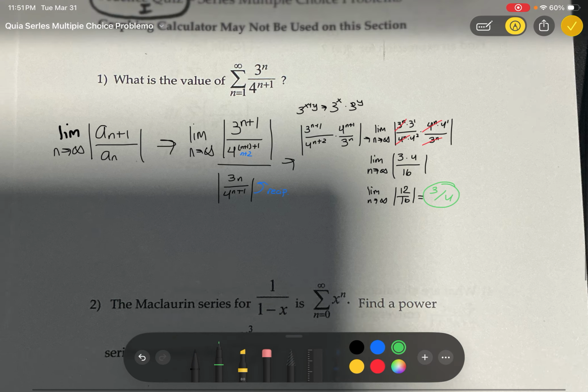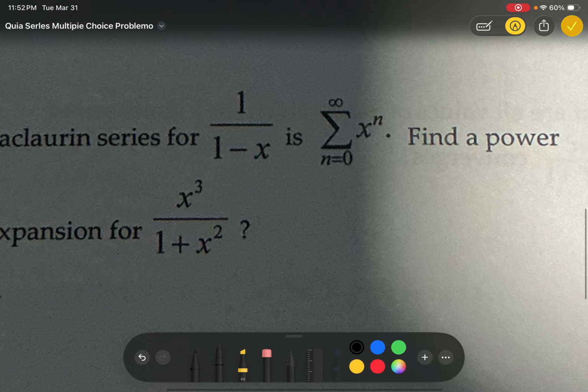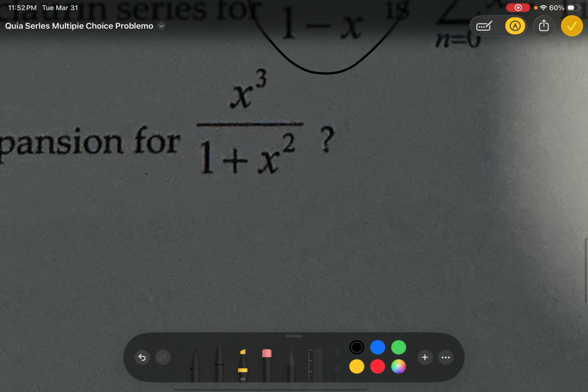This concludes question number 1. Moving on to question number 2. The Maclaurin series for 1 over 1 minus x is this series. Find the power series expansion for x cubed over 1 plus x squared. So we're dealing with this here. These are one of your memorized series that you need to know for the AP exam.